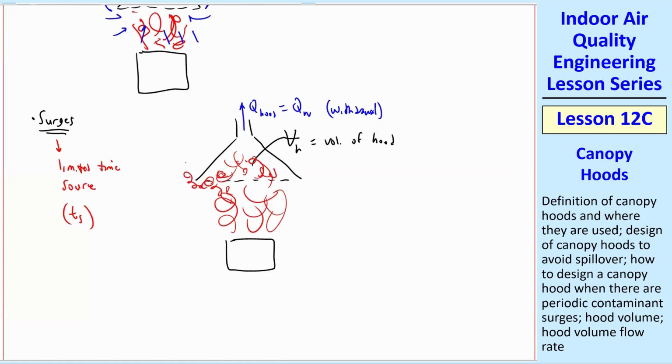And what can happen is some of that smoke can build up and then start leaking out the sides. This is called spillover or spillage. Those are the two terms that are commonly used. I like the term spillover better because it's more descriptive.